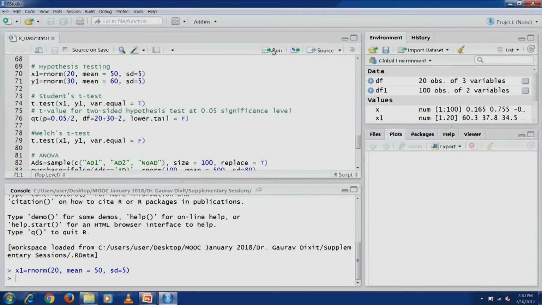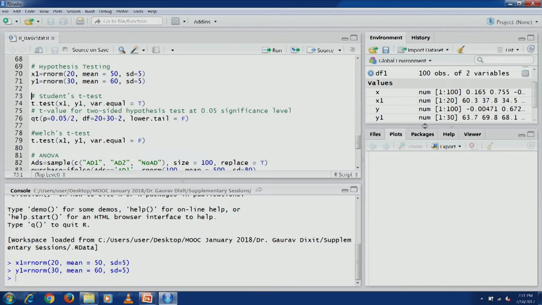So, let us compute this. You would see that x1 has been created here, 20 observations, and these values are randomly generated following a normal distribution. Now, let us execute y1 and we will get the second sample. You can see in the environment section you have y1 with 30 observations, and again the values have been generated following a normal distribution.